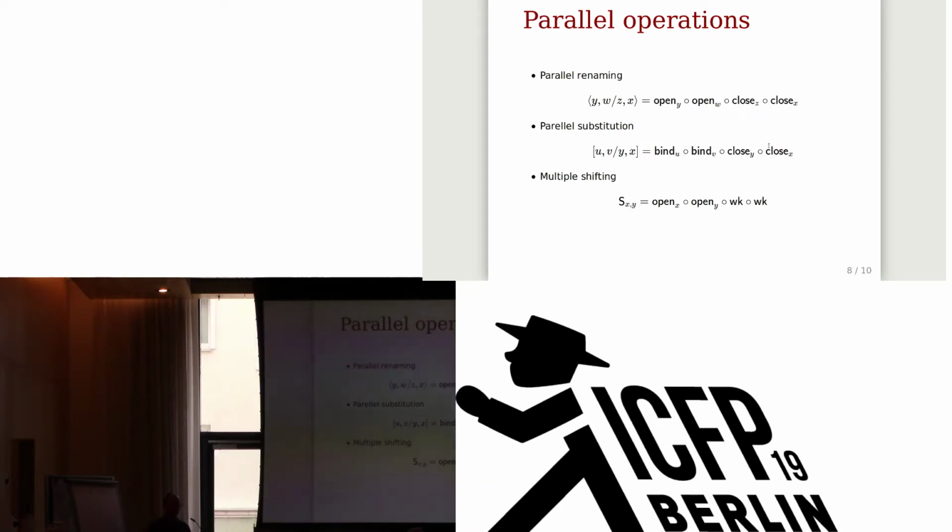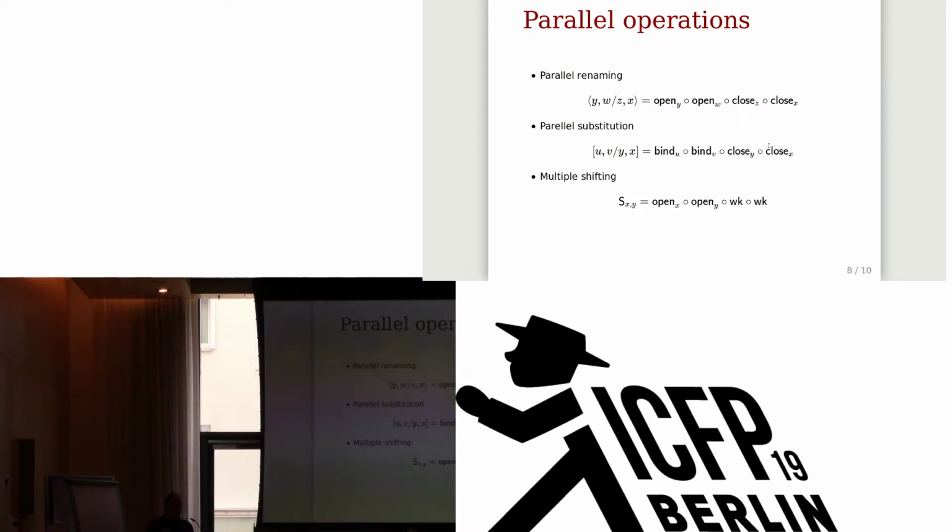We can also do parallel operations. I can close a load of variables, then open the same number of variables with different names, and this is a parallel renaming. Or if I close a load of variables, then bind them with different terms, this is a parallel substitution. Or I can do this multiple shifting operation, where I can talk about a set of things which are not free in a term.